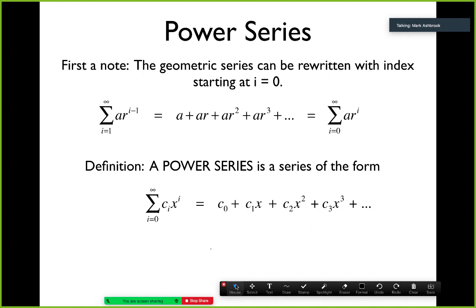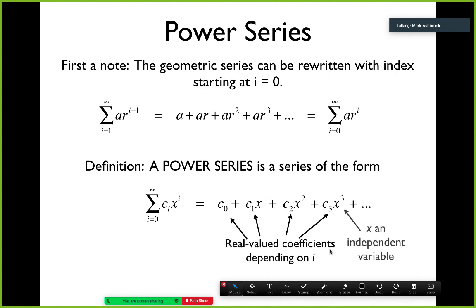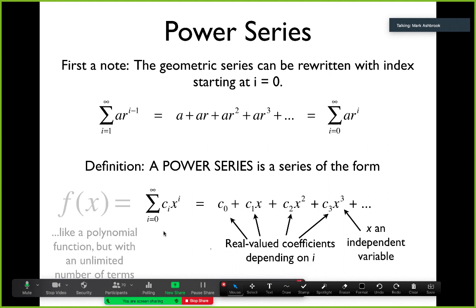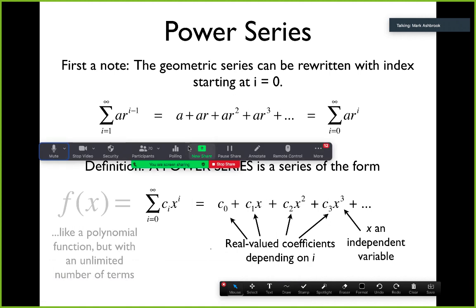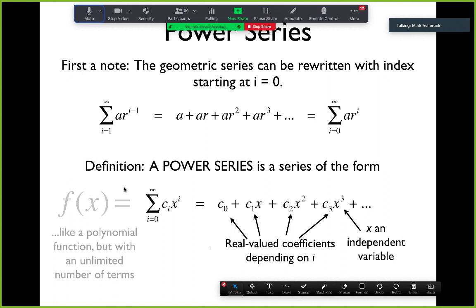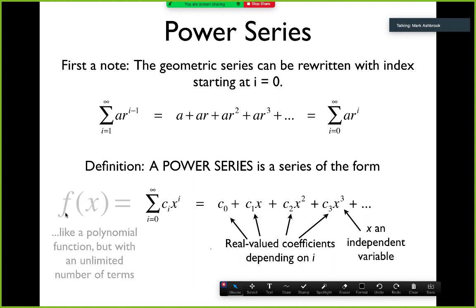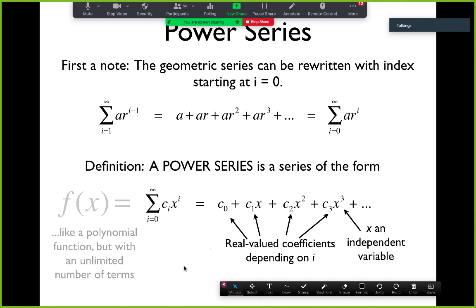So we want to think of these power series as having real valued coefficients depending on i. x is an independent variable. And so we want to think of these power series like a polynomial, but with an unlimited number of terms. So think of this as like f of x as some polynomial function. So this is what defines a power series. It's like a polynomial with an infinite number of terms.